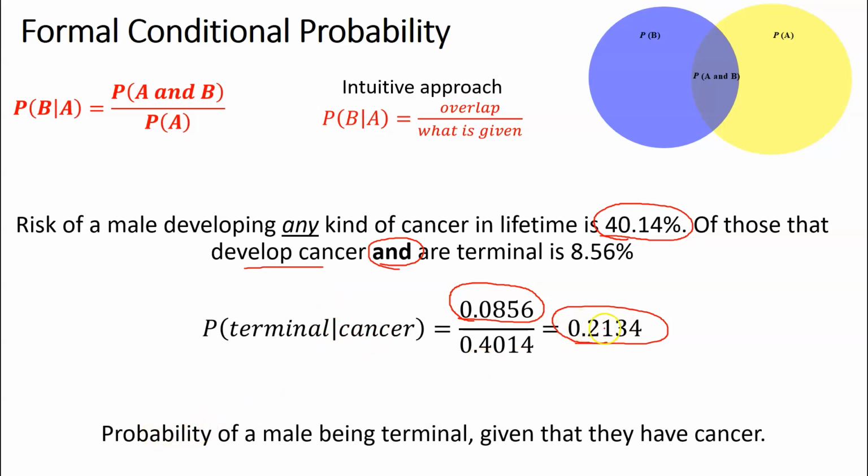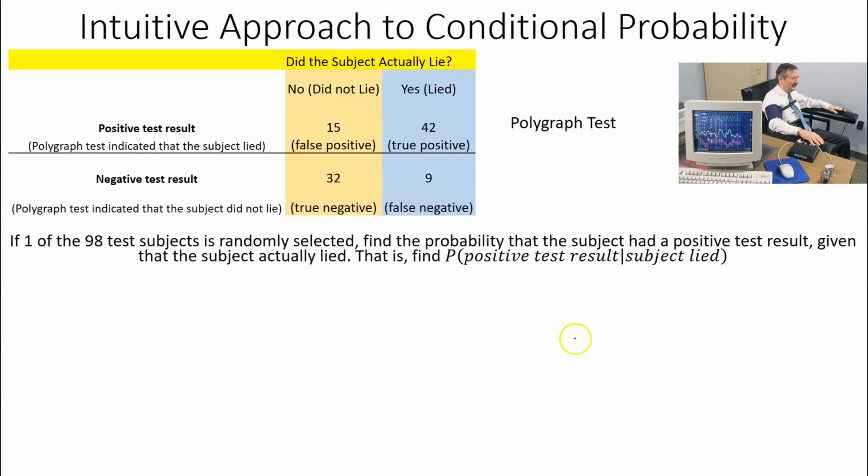Which, it's not great, but then think about what's the probability of not being terminal? Well, it would be the opposite of that, which would be 100% minus that. That's about a 79% chance that they're going to survive. So that would be the positive way of looking at it.